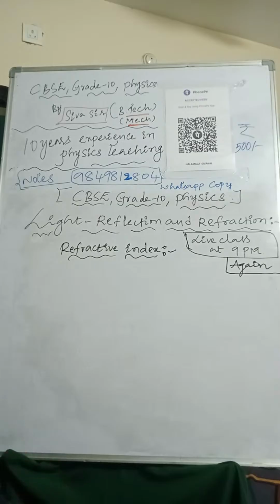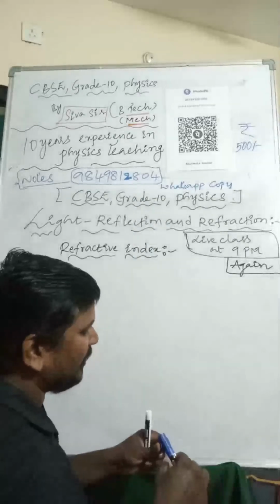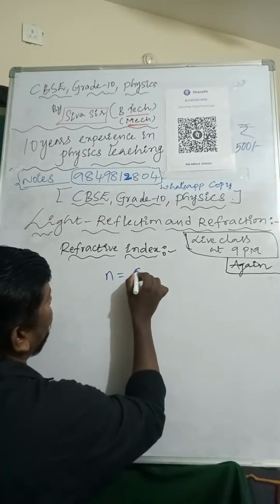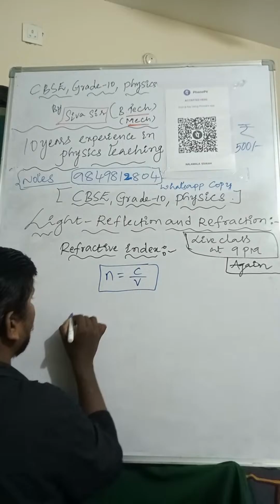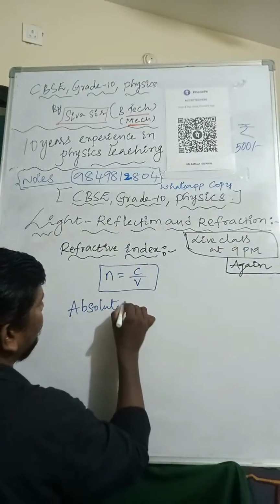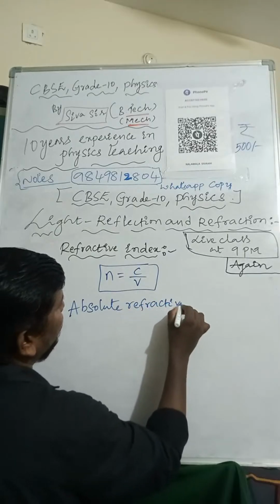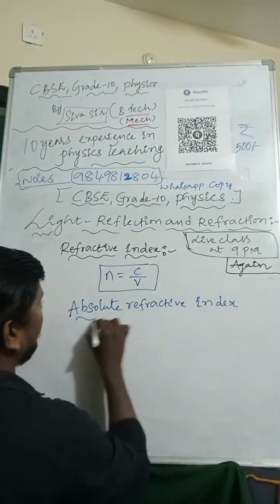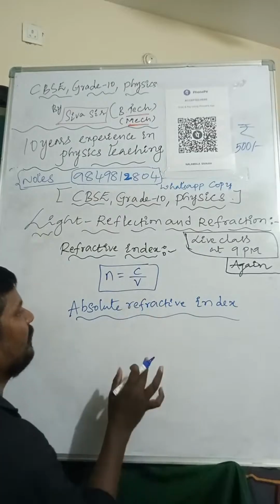So the refractive index, if you observe here, is the ratio of the speed of light in vacuum to the speed of light in a medium. So n equals the ratio of speed of light in vacuum to speed of light in medium, and this is called the absolute refractive index. We are considering the absolute refractive index.